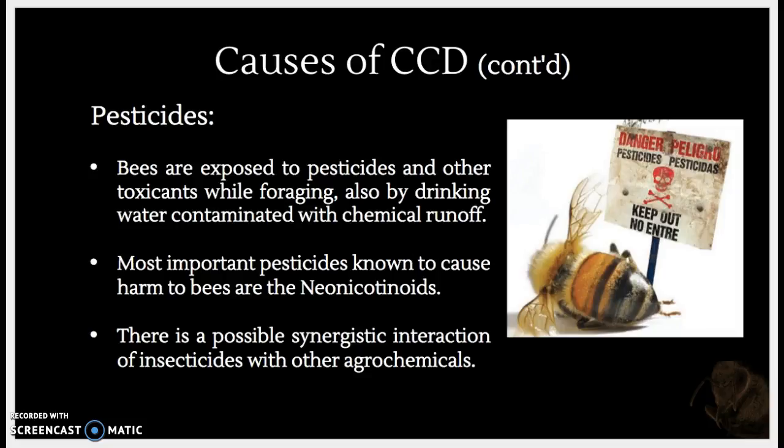There is a possible synergism of insecticides with other agrochemicals. For example, DMI fungicides have the ability to interact with other insecticides to cause synergism of harmful effects on the honeybees. These fungicides increase the toxicity effects of acetamiprid and thiacloprid as much as 224 times.